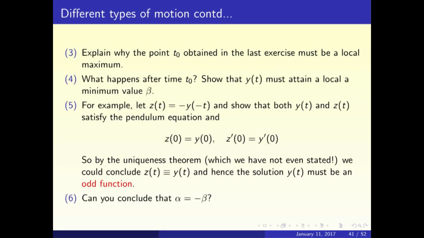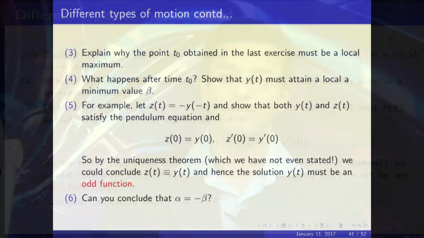So now explain why the point t0 in the last exercise must be a local maximum. It's easy, the first derivative is 0. But what is the second derivative? Go back to the original equation of the pendulum. y double prime plus g over L sin y is 0. So y double prime is minus g over L sin y, that will be negative. So the second derivative is negative, so the point is a local maximum. So the pendulum starts swinging, it reaches a maximum, and then it has to swing back because it can't go beyond that. And then one can again argue that it must have a minimum value.